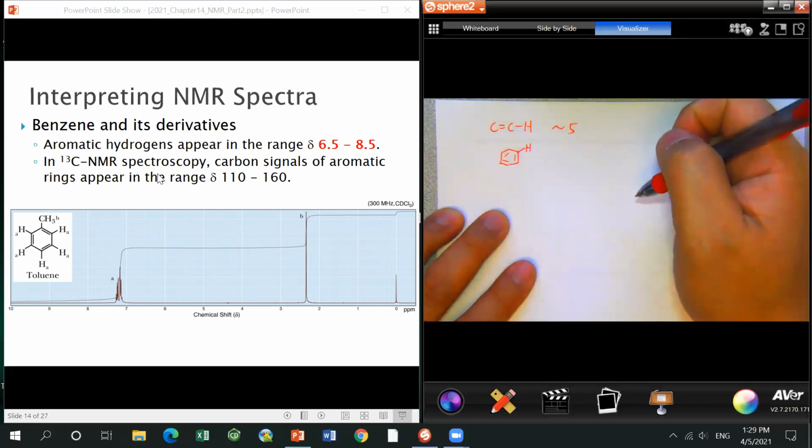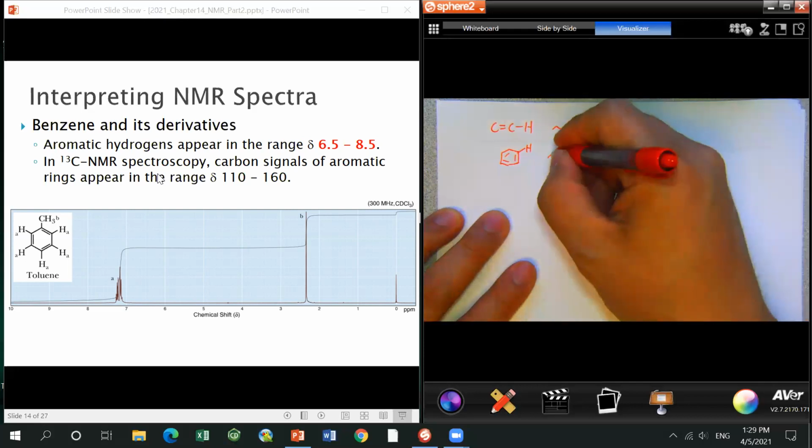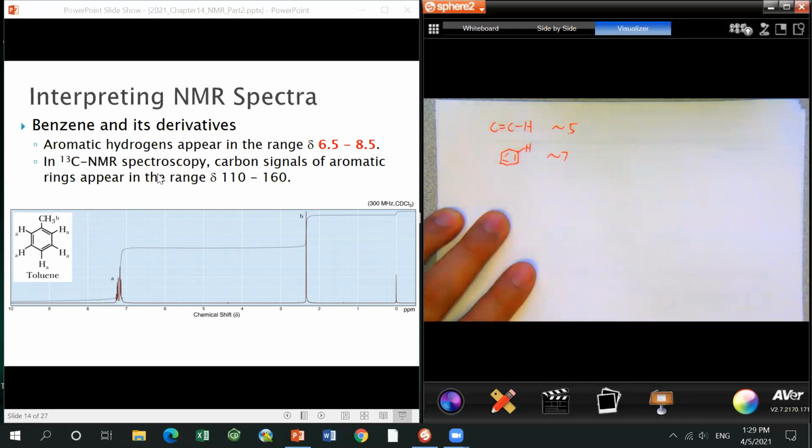For the benzene proton, just remember around 7. Don't try to remember 6.5 to 8.5, just remember around 7. That's also very unique, so normally no other proton shows in this area. And the benzene carbon, similar to the alkene carbon, is around 100 to 160.